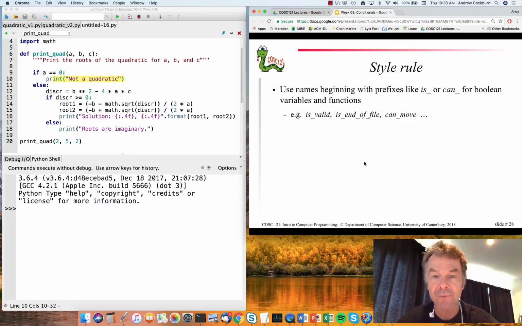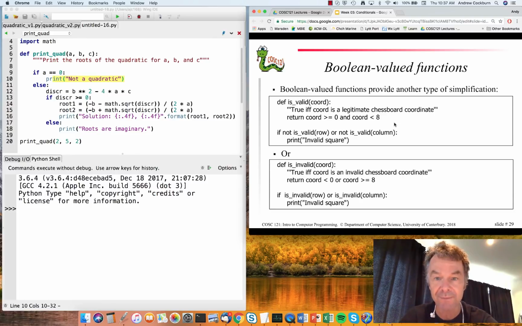As a general style rule with Boolean variables or functions, it's a good idea, as we did in the previous example, to name them something that makes it clear that they're Booleans, like isValid or isEndOfFile or canMove. These are clearly Boolean values. So is or can are good prefixes for Boolean values.